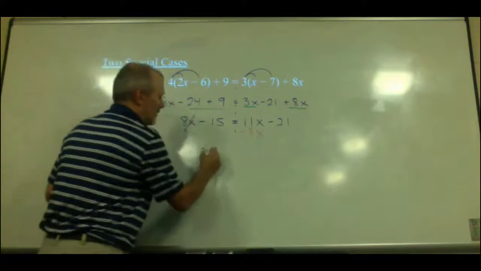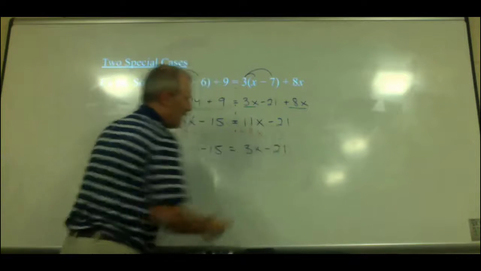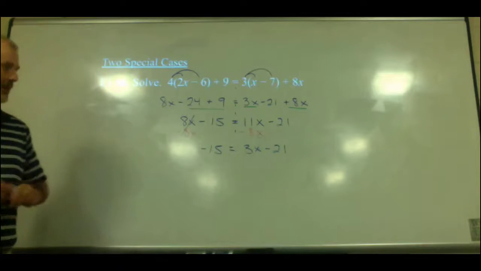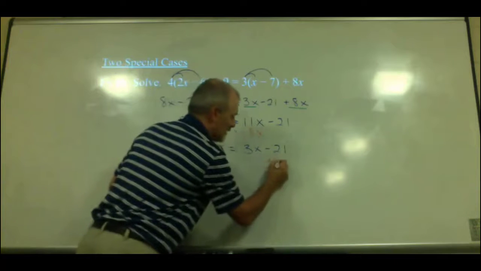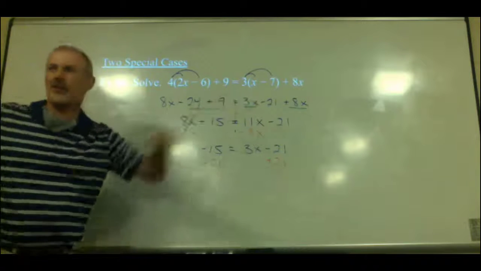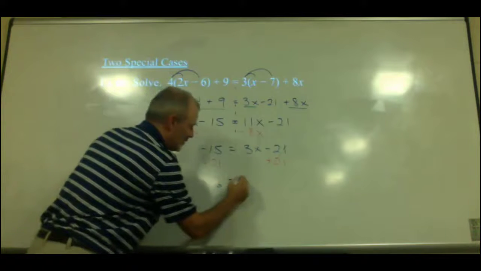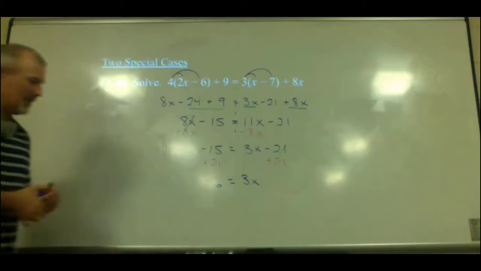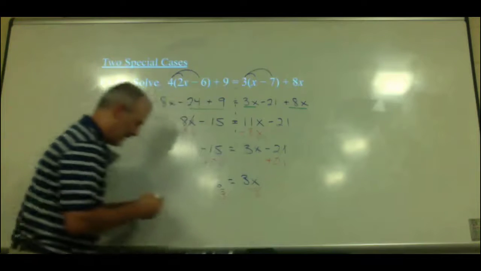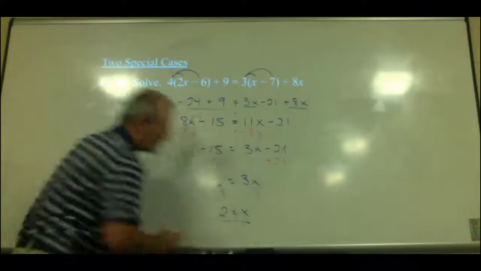Okay, so that is negative 15, and this becomes 3x minus 21. Then what do we do after that? Because our goal, remember, is x by itself. Add 21 on both sides. I love to hear that on both sides because that makes us remember that we're keeping the teeter-totter balanced, right? So cancel this, and this is now 6 equals 3x. And then divide by 3. And we get 2 equals x.